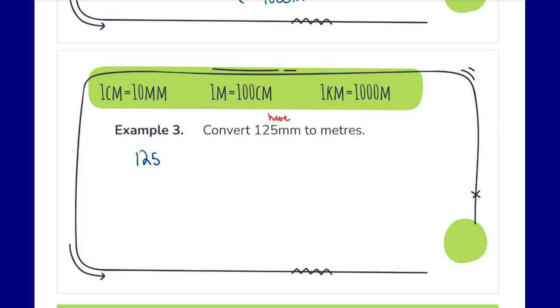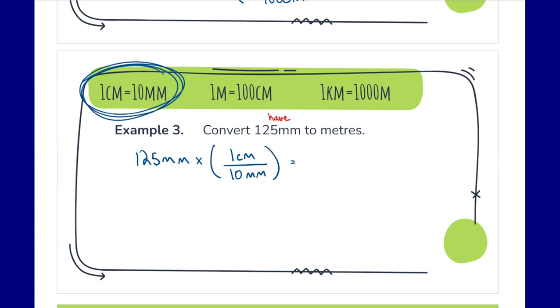So we're going to start with 125 millimeters. We're going to multiply that by our first unit rate over here, dealing with centimeters and millimeters. So I'm going to multiply it by 1 centimeter, those are the units I want, divided by the units I have, which is the 10 millimeters. So essentially 125 divided by 10, and we get 12.5 centimeters.